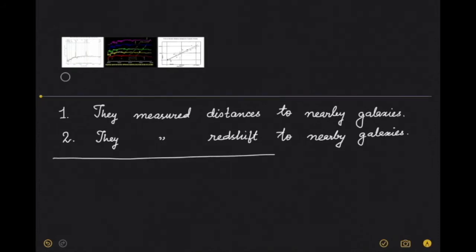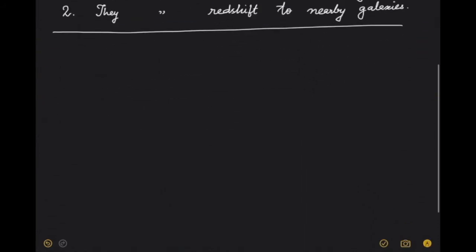And that is the idea. Once you know that, you realize the following: Hubble realized that the lines are all redshifted.